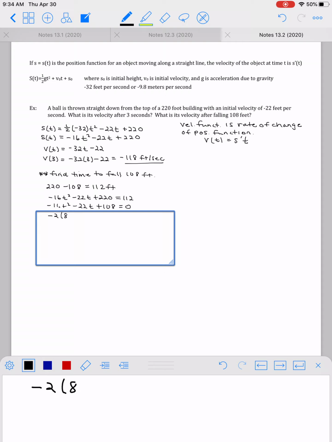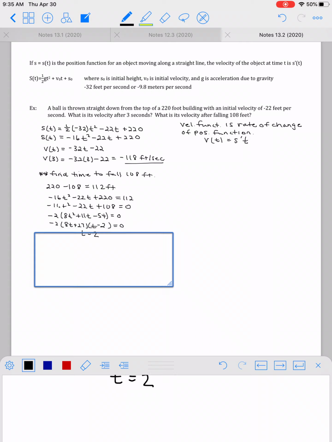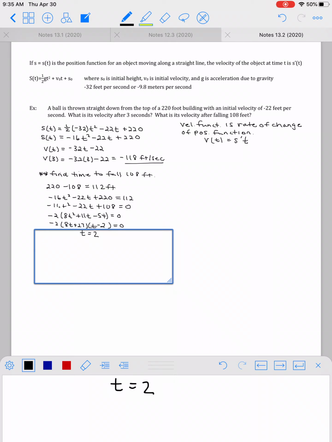Okay, let's try it again. Negative 2 times (8t squared plus 11t minus 54) equals 0. And now we're going to factor. So we get (8t plus 27) and (t minus 2). And remember, a negative time can't factor in. That negative 2 in front is not meaning anything, so our time is 2. So it took 2 seconds to fall 108 feet.